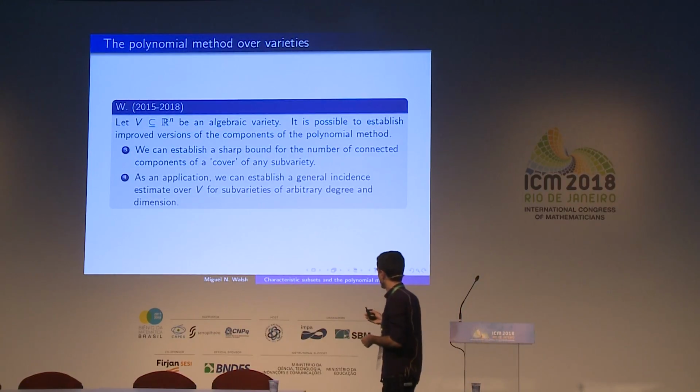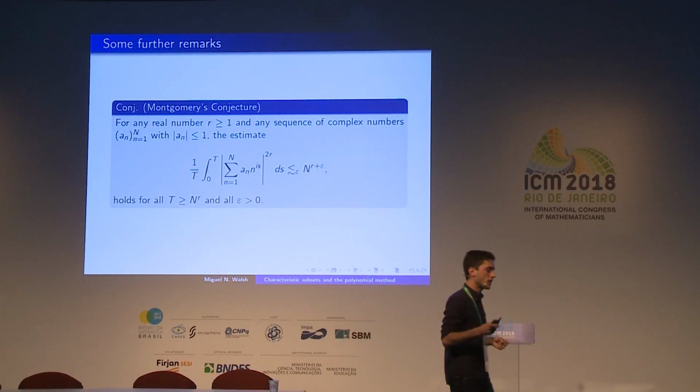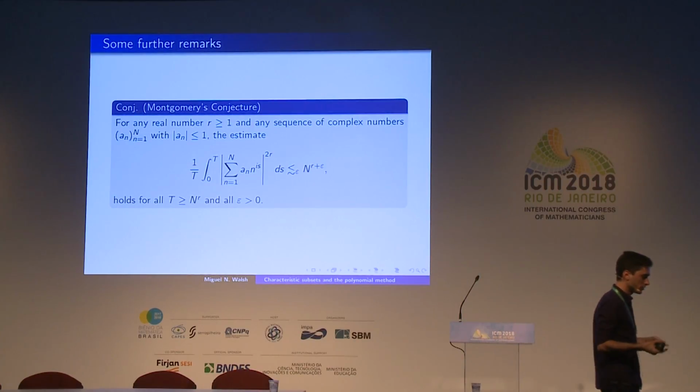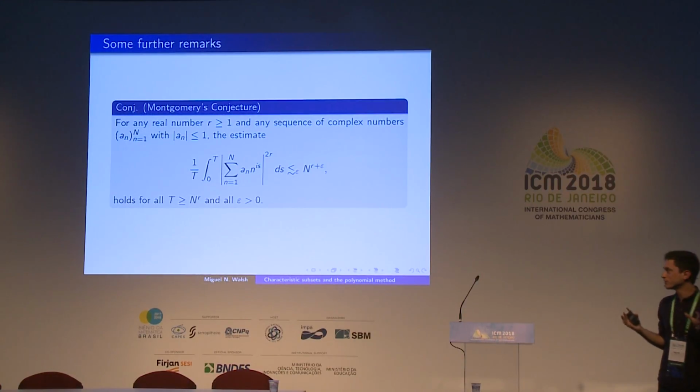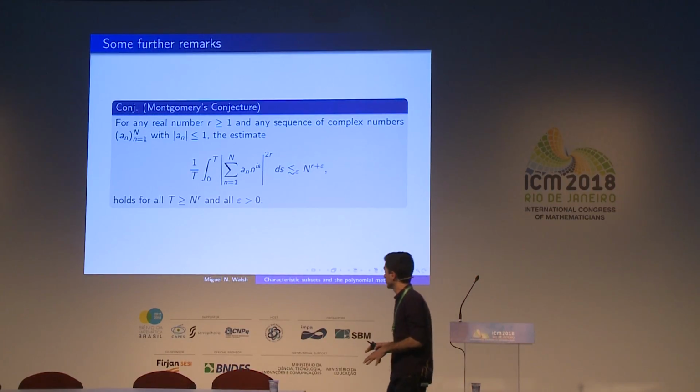In particular, the Montgomery conjecture is the one I want to mention, because I want to argue exactly the contrary of what I've been telling you. I told you the polynomial method is something that is very versatile and applies in a lot of different fields. I want to now make the opposite argument.